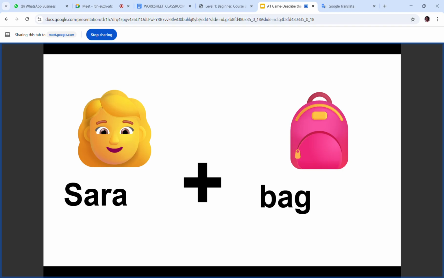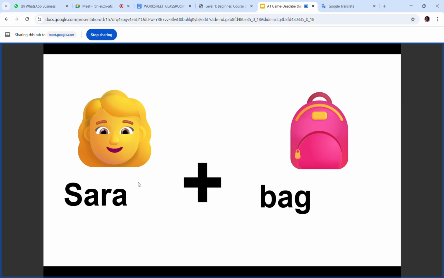This is Sarah. This is a bag. The bag is hers. Very good. This is Sarah's bag. In English, it's more common to say Sarah, right? Okay, Sarah. Very good.